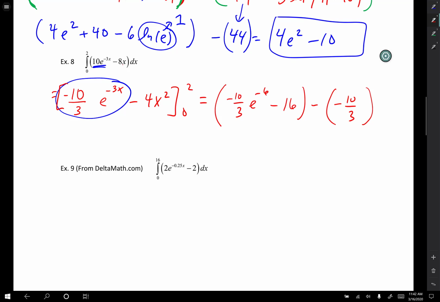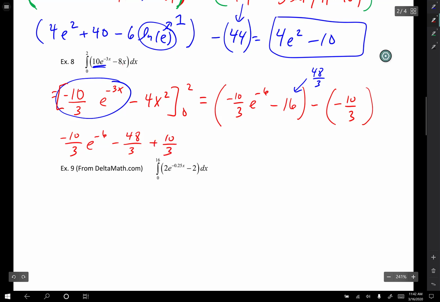And so let's see. I guess what I'm going to do is I'm going to turn that 16 here, I'm going to do a common denominator. So 16 times 3, let's see, 16, 32, 48. So that's 48 over 3. So here we go, guys. Negative 10 over 3, e to the negative 6. I'm going to do something with that e to the negative 6. I'm going to turn it to a positive in a little bit. Minus 48 over 3 plus 10 over 3.